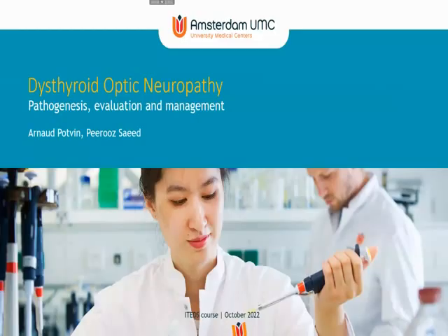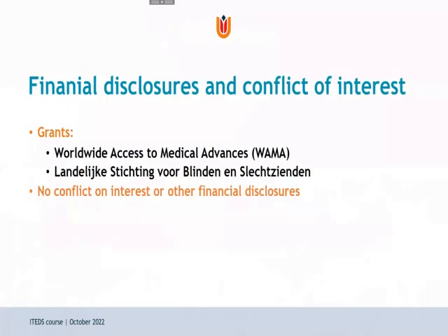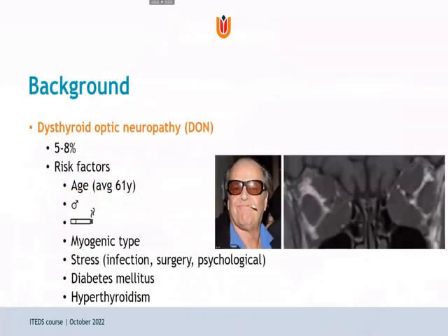Hello everyone, I am Magan Potvin. On behalf of my promoter, I'll be discussing the topic of dysthyroid optic neuropathy, or DON. Let's start off with some background information. DON occurs in about 5 to 8% of Graves' orbitopathy patients.